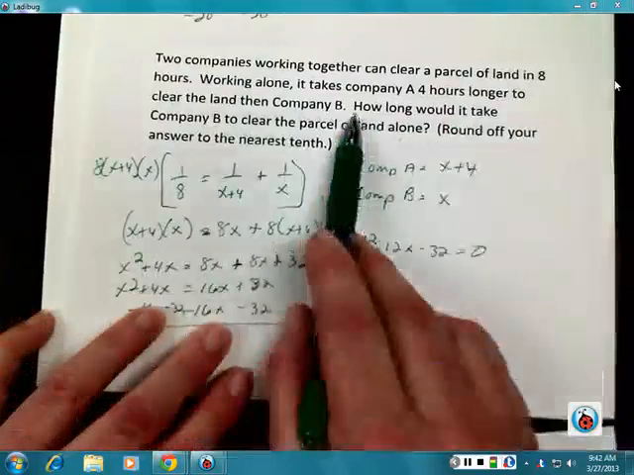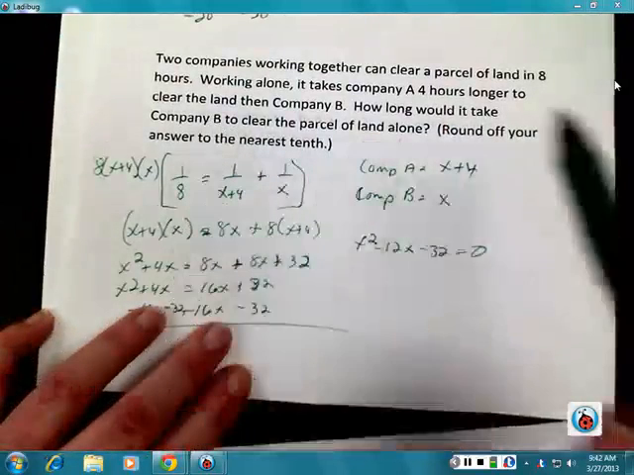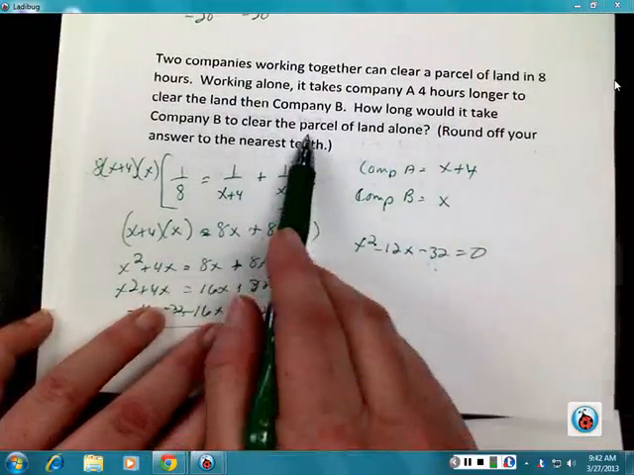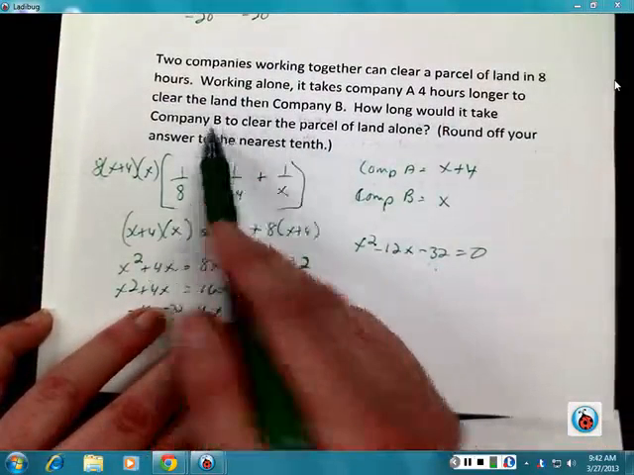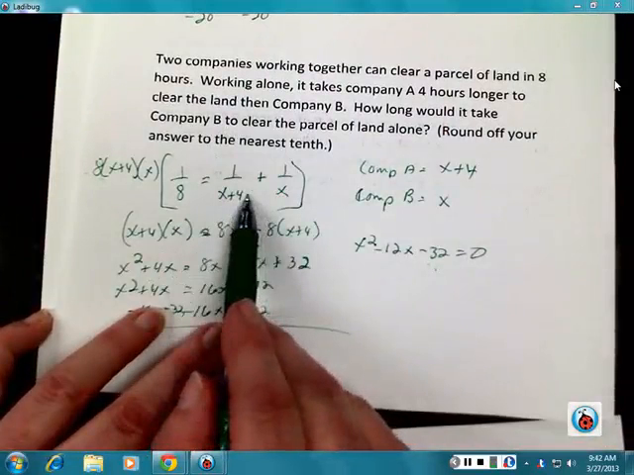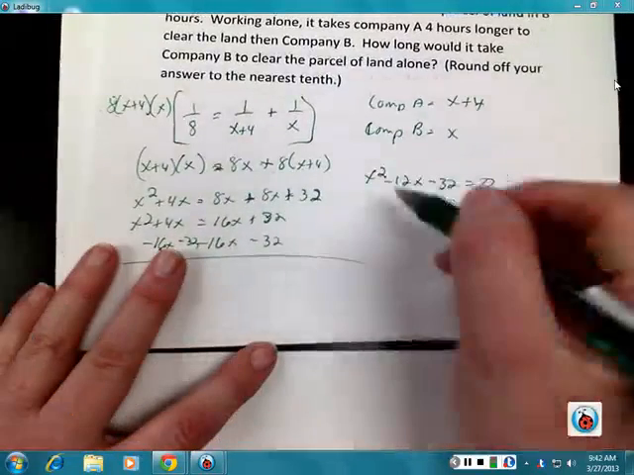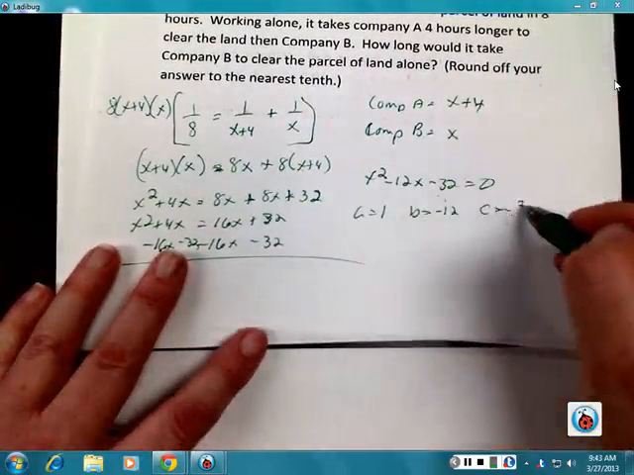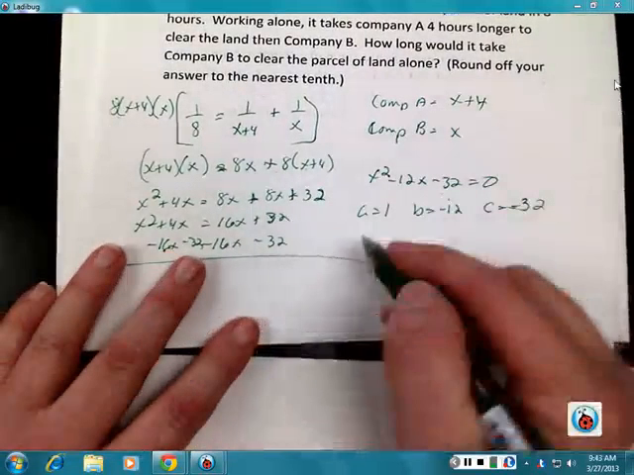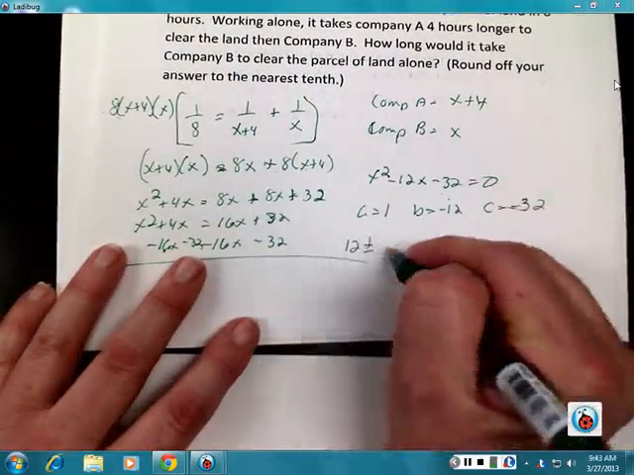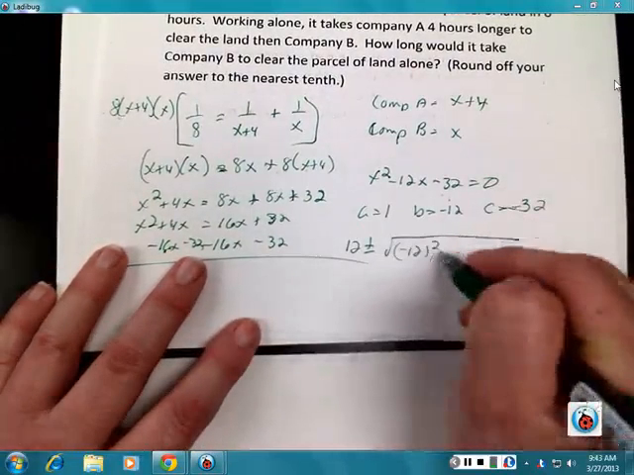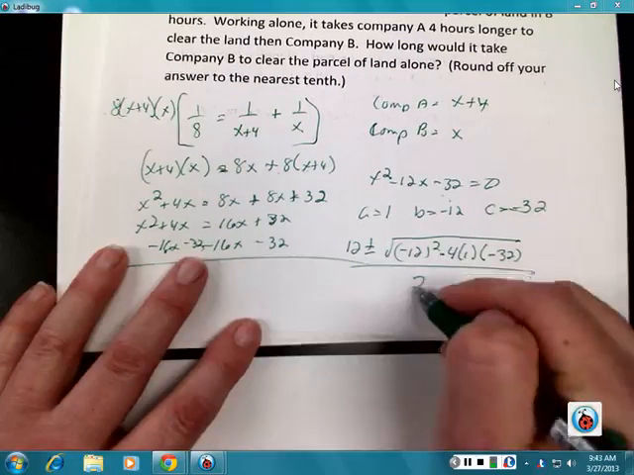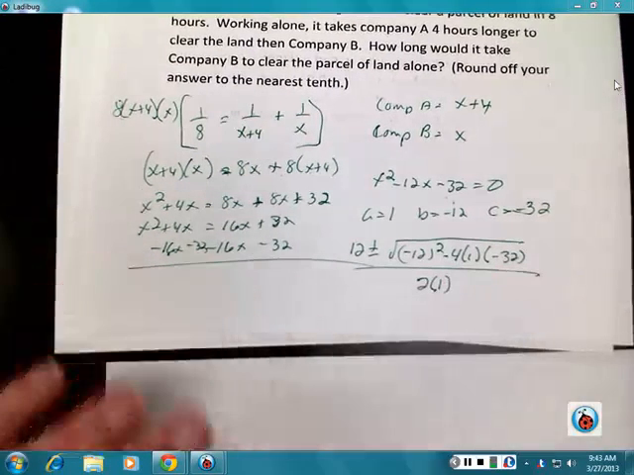Now, because it says up here, how long would it take company B to clear the parcel of land? B, remember, we associated with x, so when I get this answer, that's what I need for my answer. Okay? If it said company A, I'd have to plug it back in and add 4 to it, or whatever it comes out to be. But if we plug this in, A is 1, B is negative 12, C is negative 32. And so then if I plug those into my formula, I have 12 plus or minus the square root of negative 12 squared minus 4 times 1 times negative 32 all over 2 times 1. And then from there, I think you're okay.